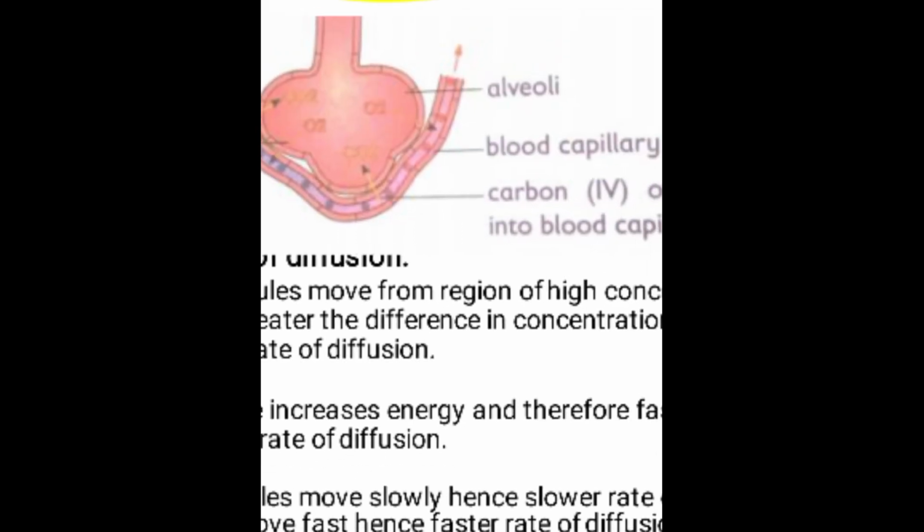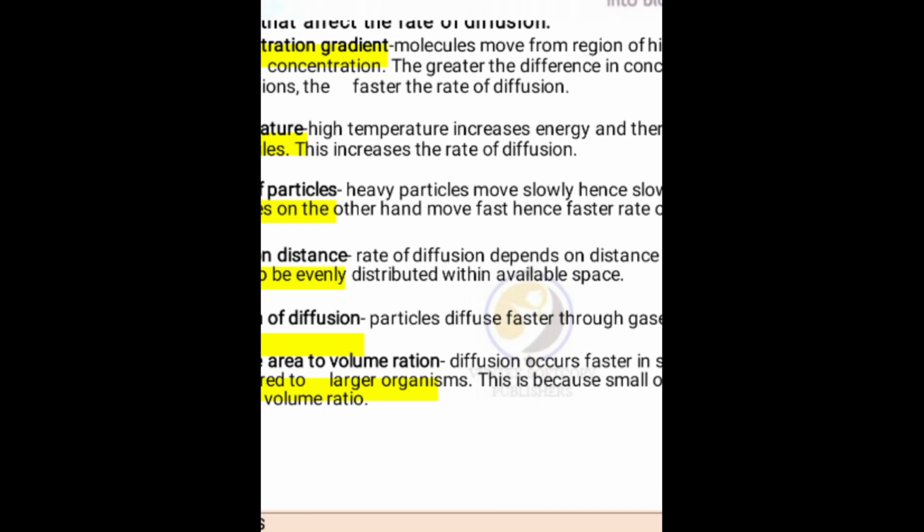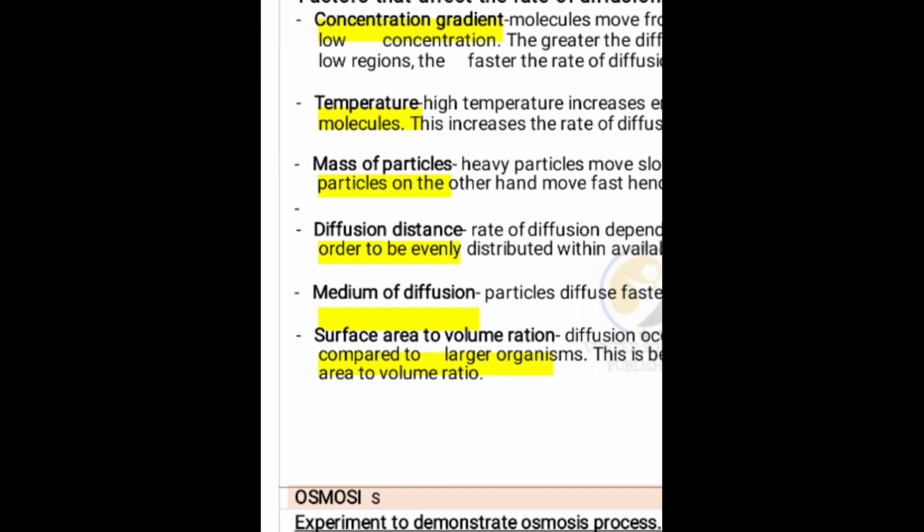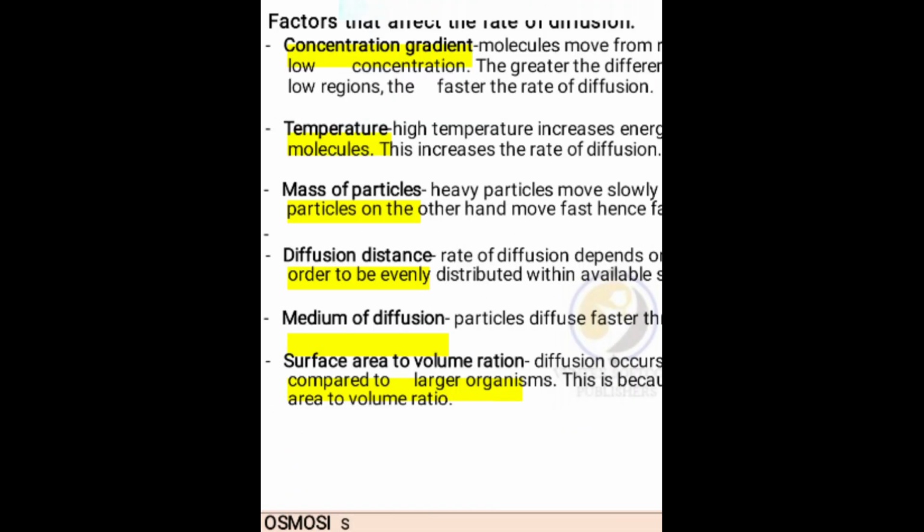That's one function. Another function is that digested foods, for example glucose, are absorbed from the small intestines where it is highly concentrated into the blood where it is lowly concentrated. Glucose being absorbed into the blood is continuously removed by the cells as it is being used during respiration. So those are the main functions of diffusion in animals.